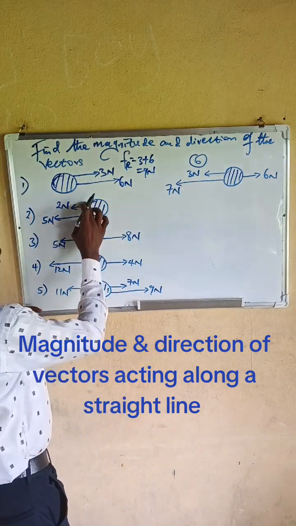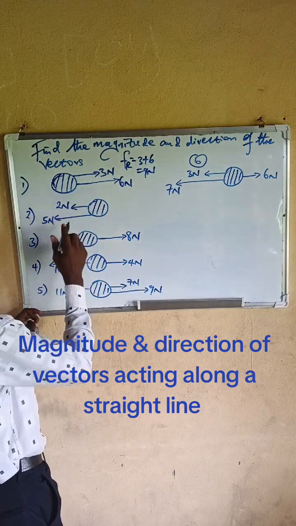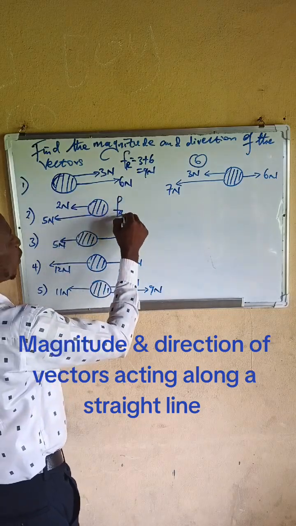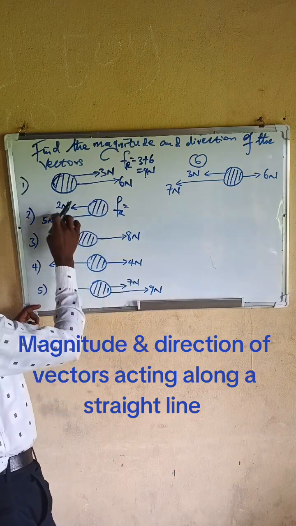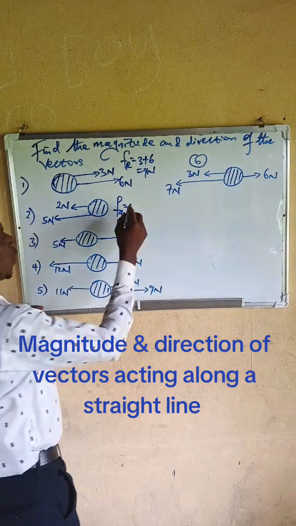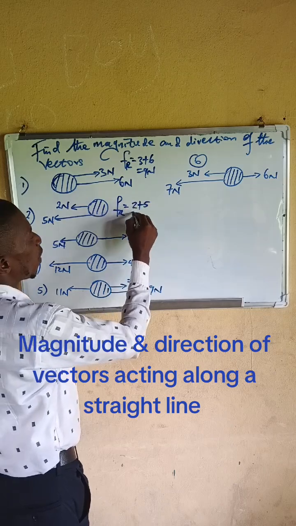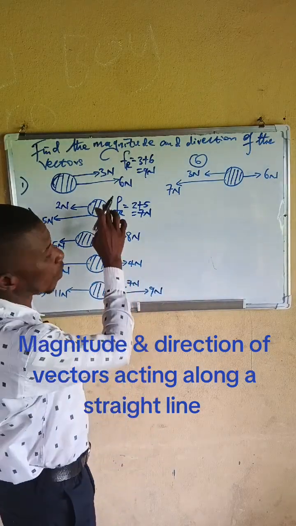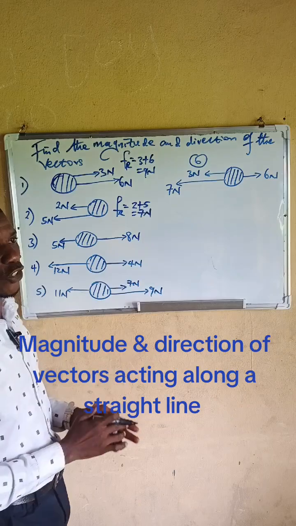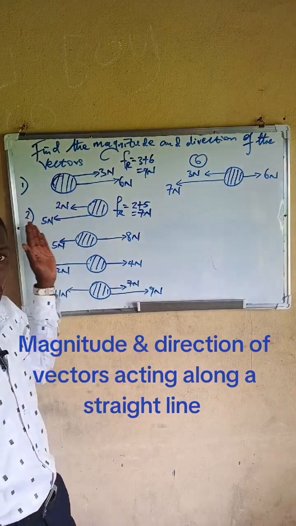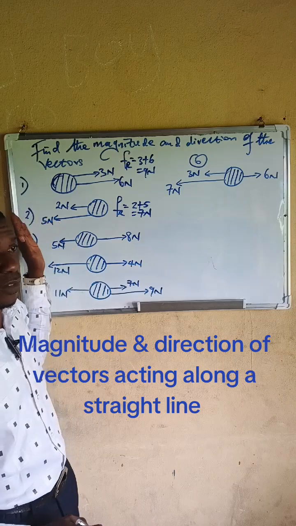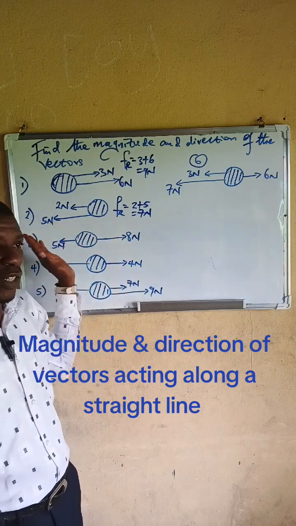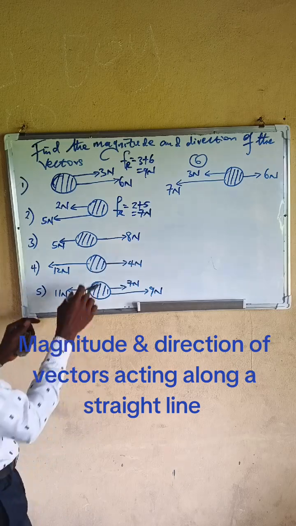Now look at this one. How do we solve this particular one? The magnitude here, that is the resultant force, is going to be 2 plus 5, and that is 7 Newton. So that is the magnitude of the vector here. What is the direction? As you can see, the vector is moving towards the left-hand side. So the direction is towards the left.